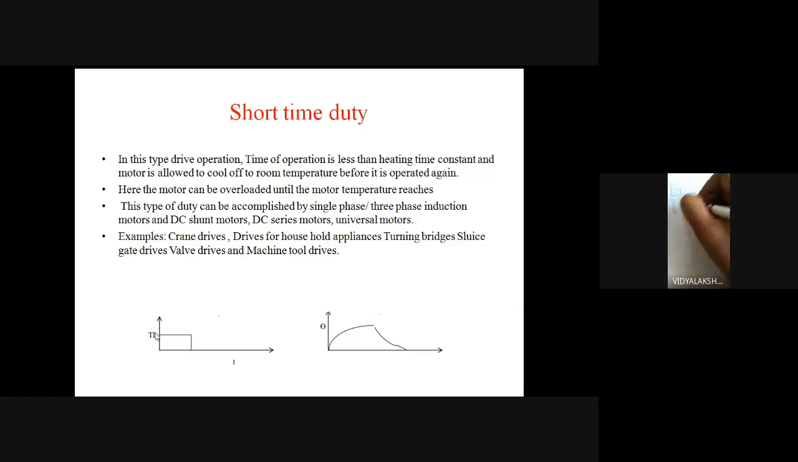Yes, do you agree with my point? After that, what will happen? After that, my drive will be in the rest position. There is no heating, so my temperature keeps falling like this. This is my theta.